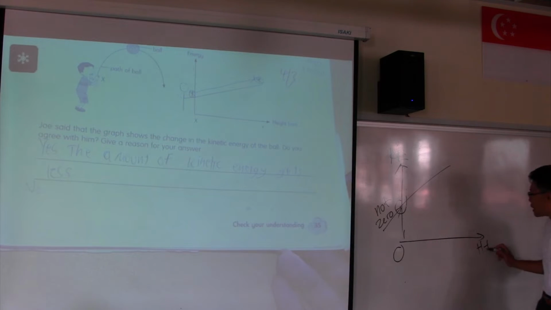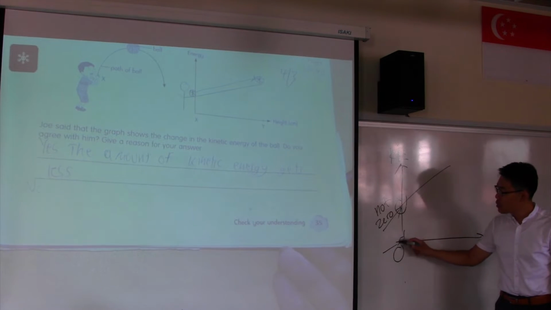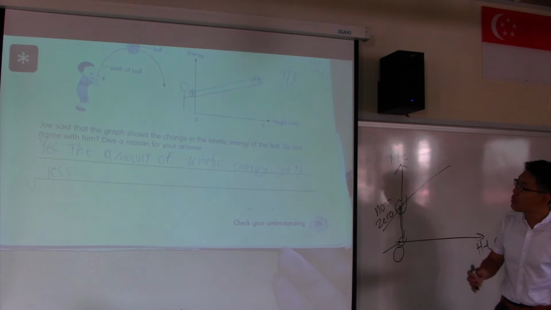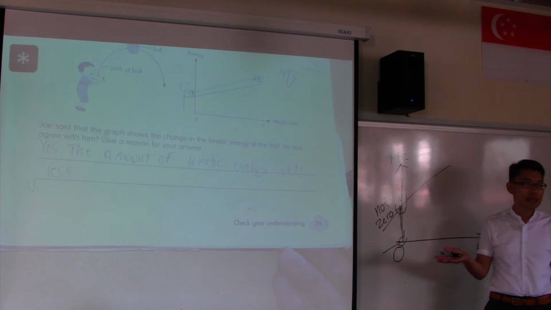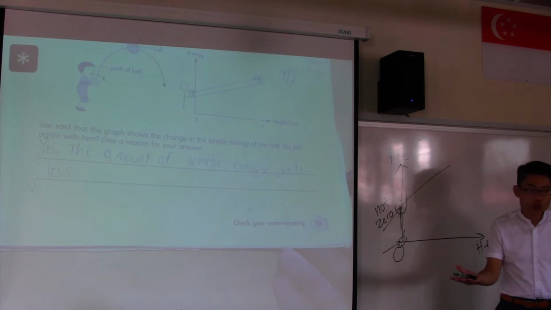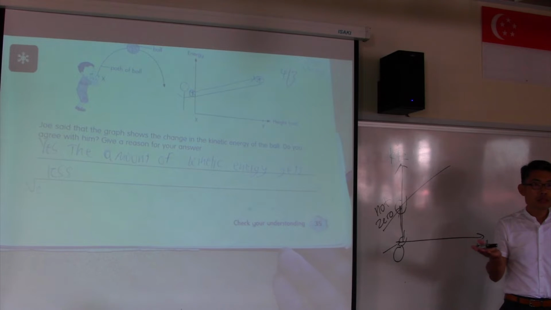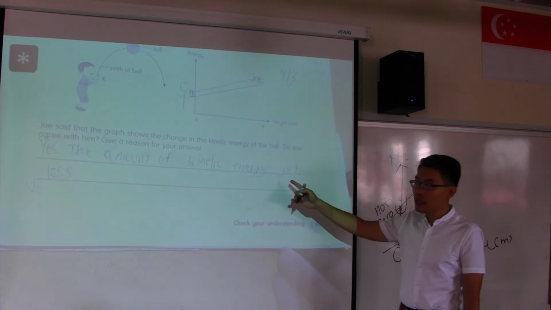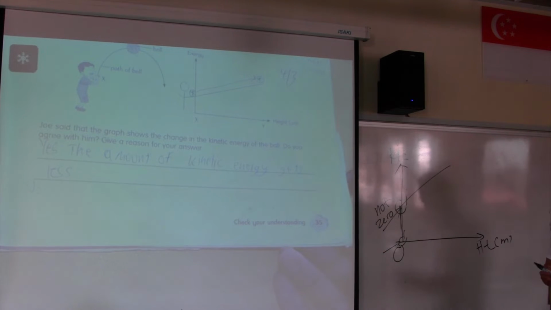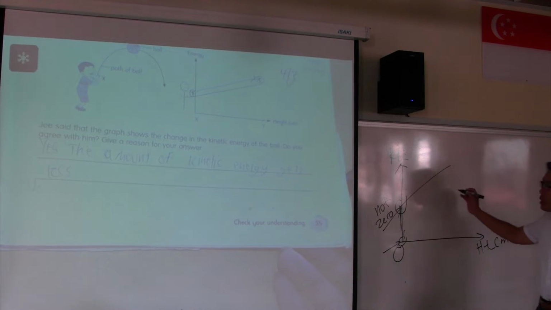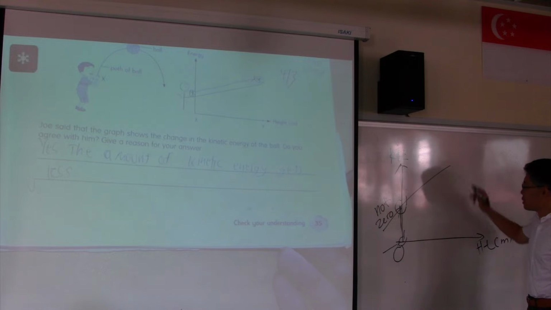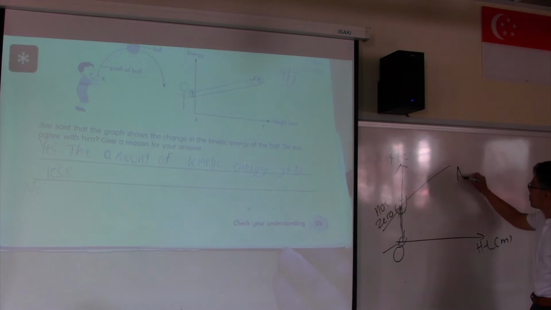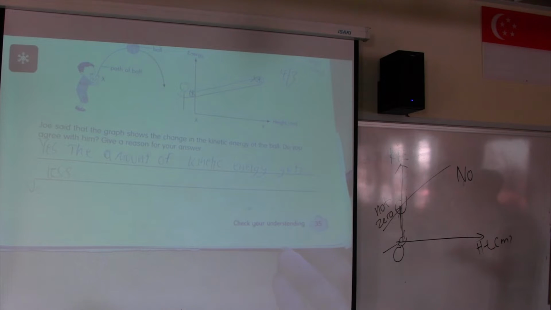But when height is equal to zero, at the beginning, was there any kinetic energy there? At the beginning, before this person Joe threw his marker upwards, was there kinetic energy? There isn't. So I ask you to answer this in terms of kinetic energy. The question was on kinetic energy, so your answer should be on kinetic energy. Therefore, how would you answer this? No is the answer. No. This is not a kinetic energy graph.